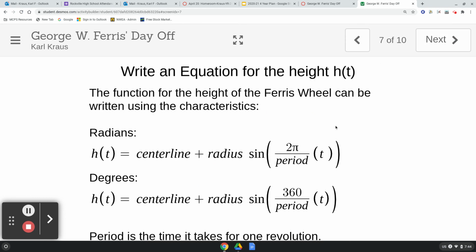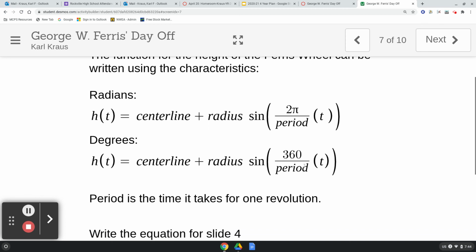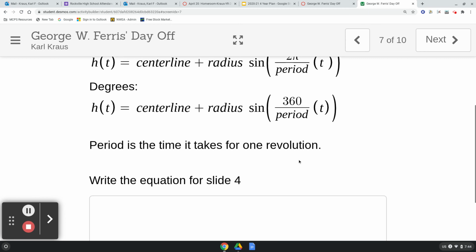All right, so this is going to be how we're going to write a formula or an equation for the sine or cosine curve. So we're dealing with sine right now. This could be the center line plus the radius sine 2 pi over the period times t. That's in radians; for degrees, you just change the 2 pi to 360. The period is the time it takes for one revolution.